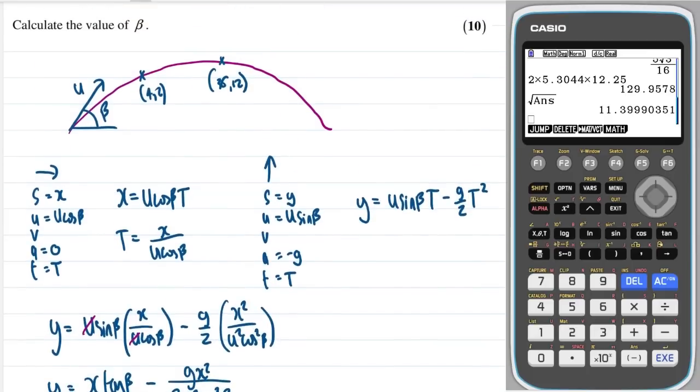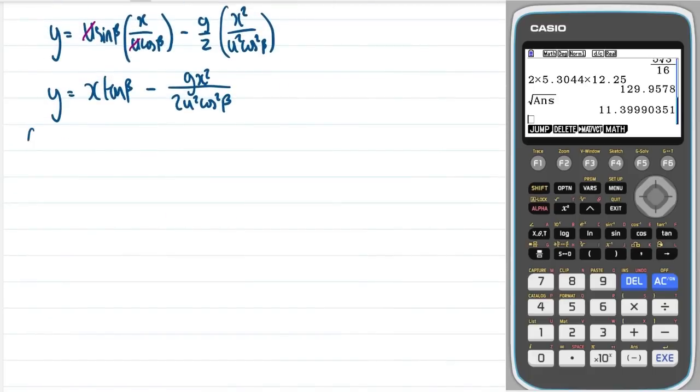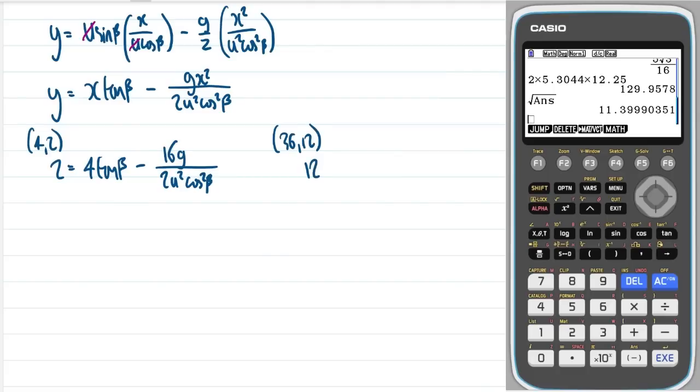Okay, now we need to use our two coordinate points. So 4, 2 and 36, 12. So if I sub in 4, 2, that's going to give me 2 is equal to 4 tan beta minus 16 g over 2u squared cos squared beta. And if I sub in my other coordinate, which is 36, 12, this is going to give me 12 is equal to 36 tan beta minus 36 squared, which is 1296 g, all over 2u squared cos squared beta. We can divide this equation by 2.